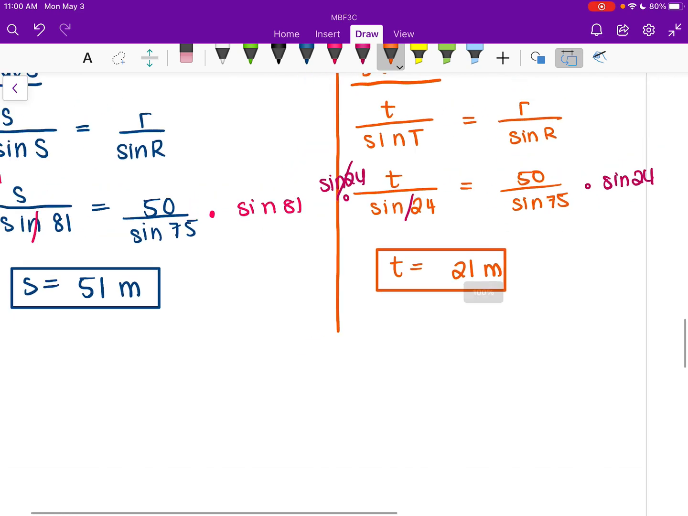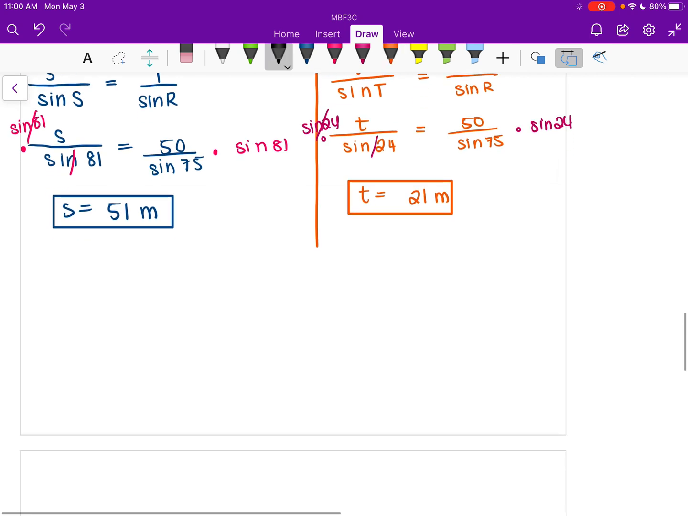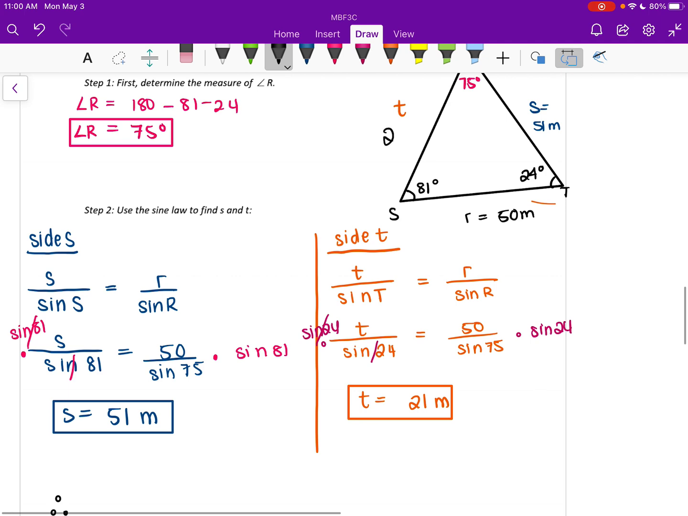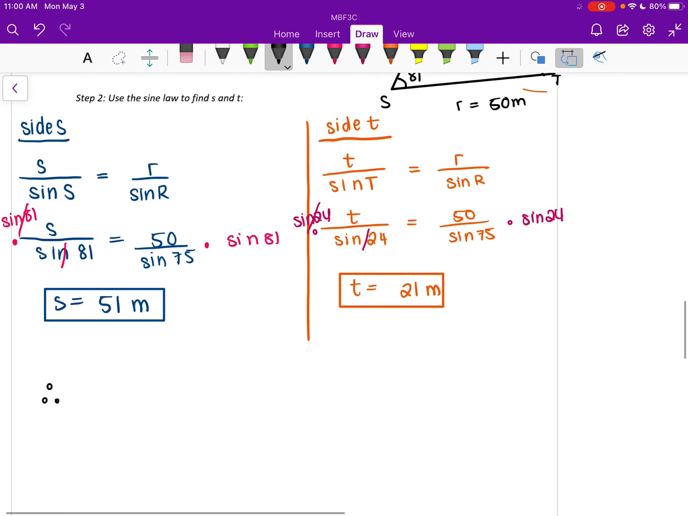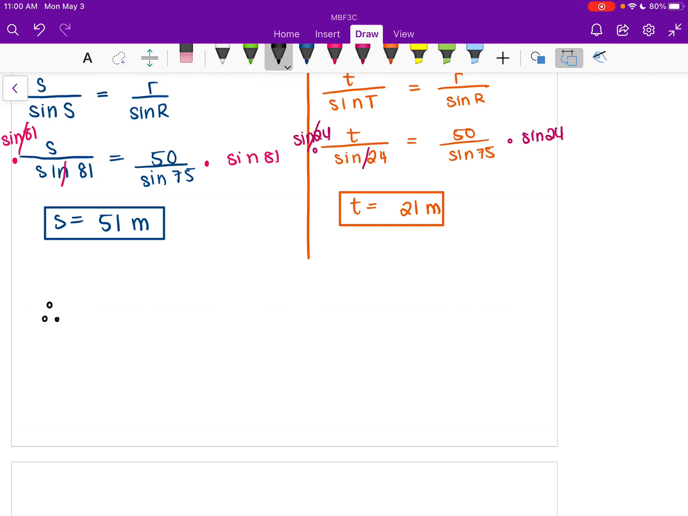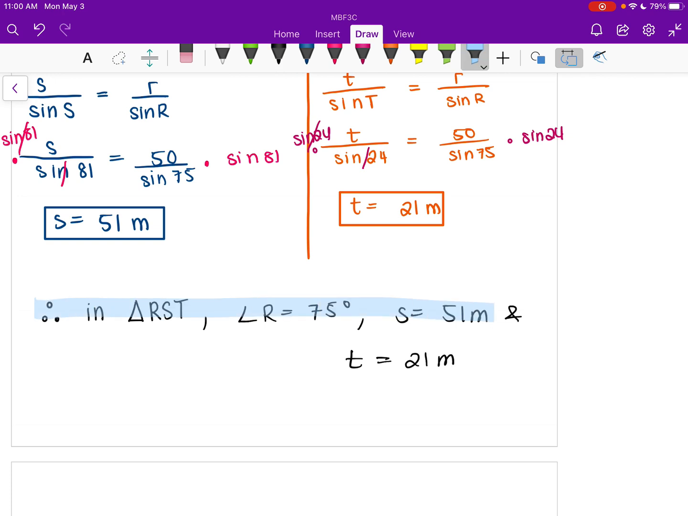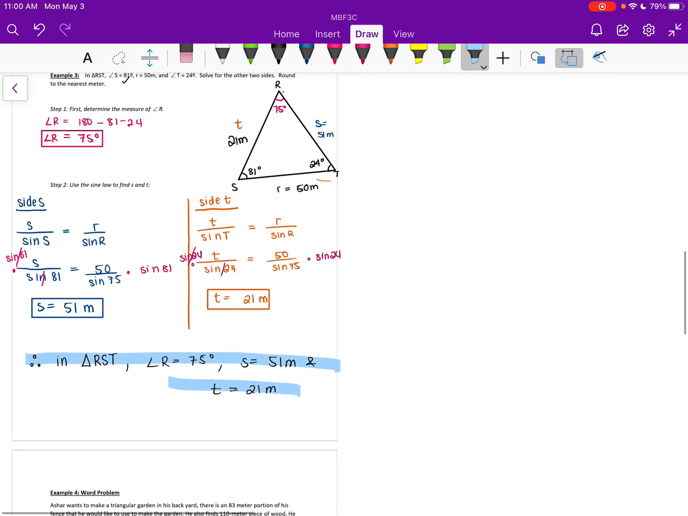And I like to always write out my therefore statement. I like to fill out the triangle always as well. Therefore, for triangle RST, angle R is equal to 75 degrees, S is equal to 51 meters, and T is equal to 21 meters. And that'll be your statement for this. Okay? The trickiest part is usually the drawing.